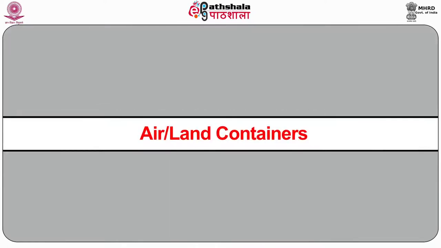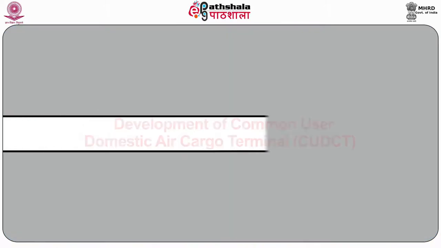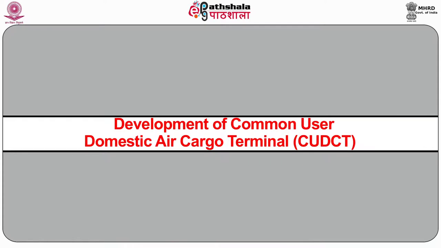Air or land containers. The beginning of the 747 class freighters has allowed additional air dimension to the intermodal containers. The containers are of 20 to 40 feet, lightweight, and lead to land and air transportation without rehandling or reloading. Now I will discuss the development of common user domestic air cargo terminals, that is CUDCT.